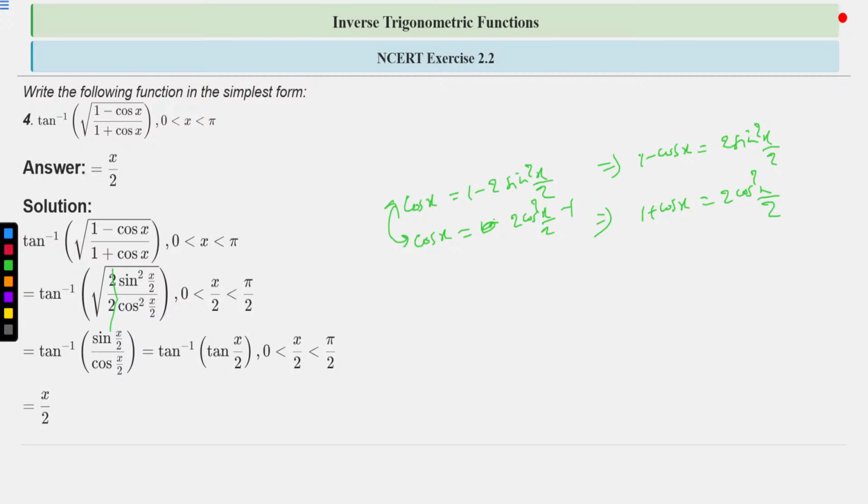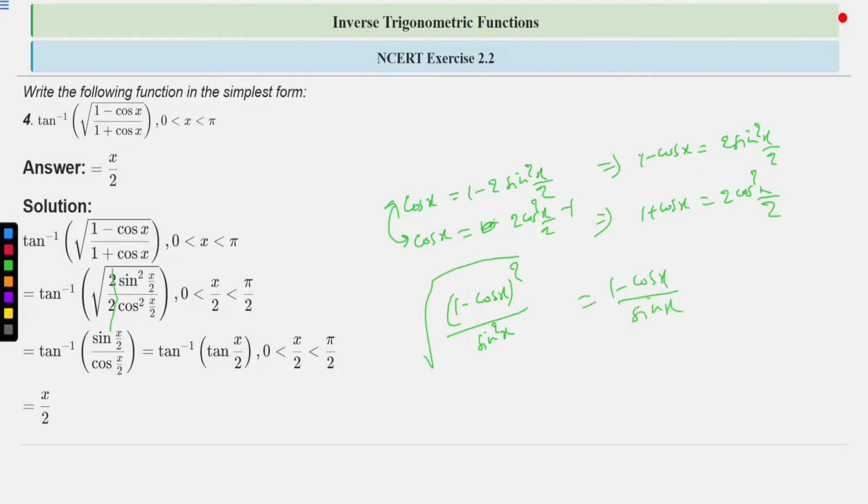See, if you are getting the answer by rationalization, it will be fine, right? So you multiply by 1 minus cos x upon 1 minus cos x, right? In the numerator, you will get 1 minus cos x whole square, and in the denominator you will get 1 plus cos x into 1 minus cos x, which is 1 minus cos square x, and it will be sin square x, right? Clear? And the root of this will be 1 minus cos x upon sin x.